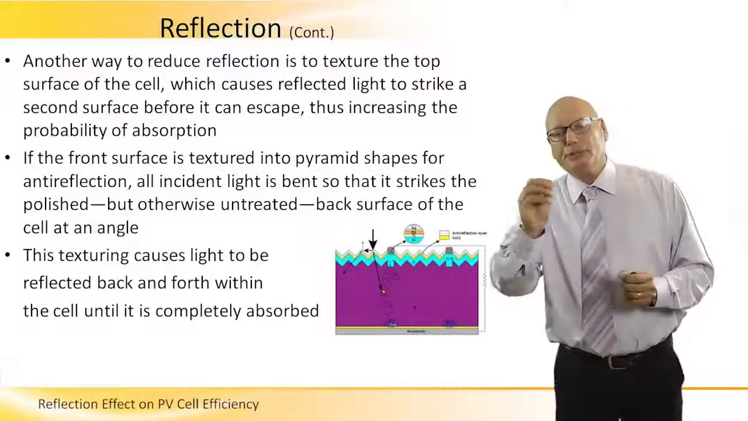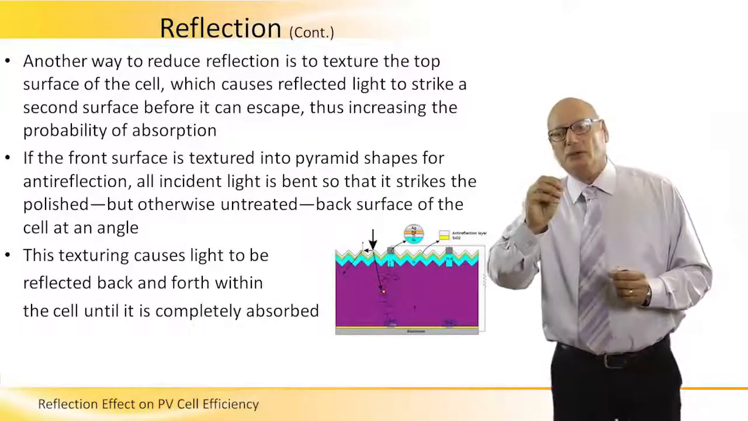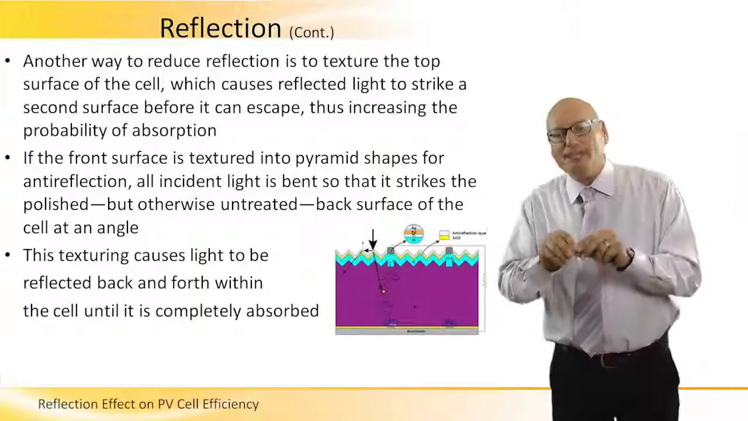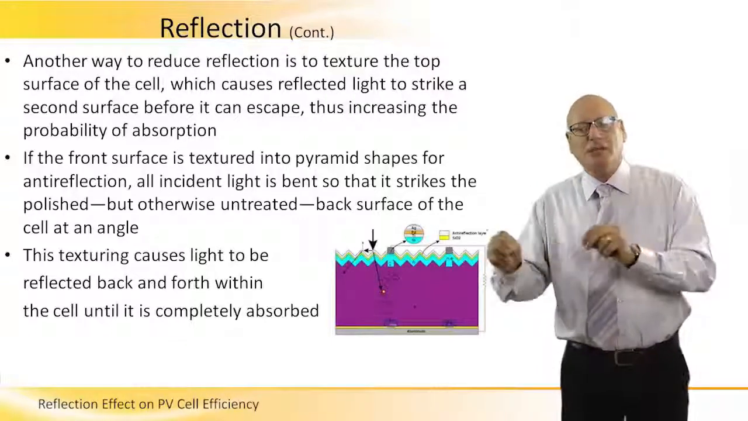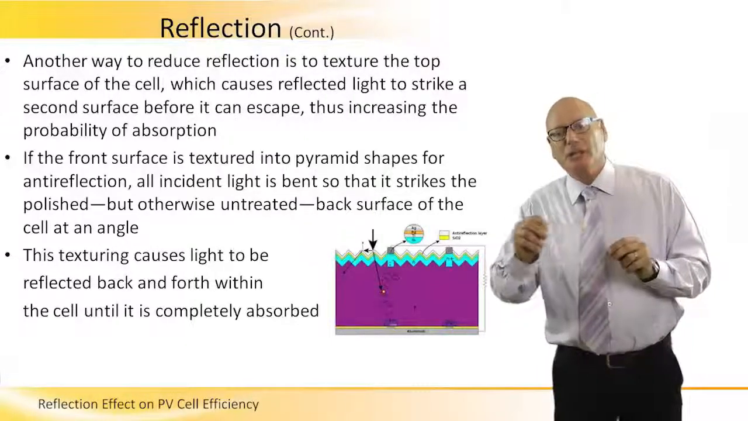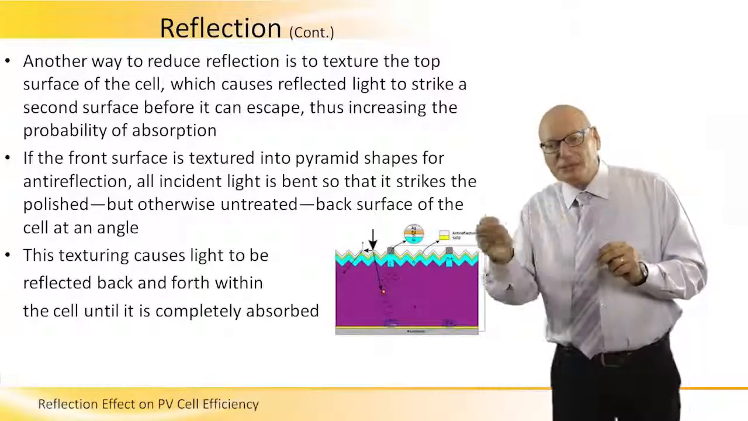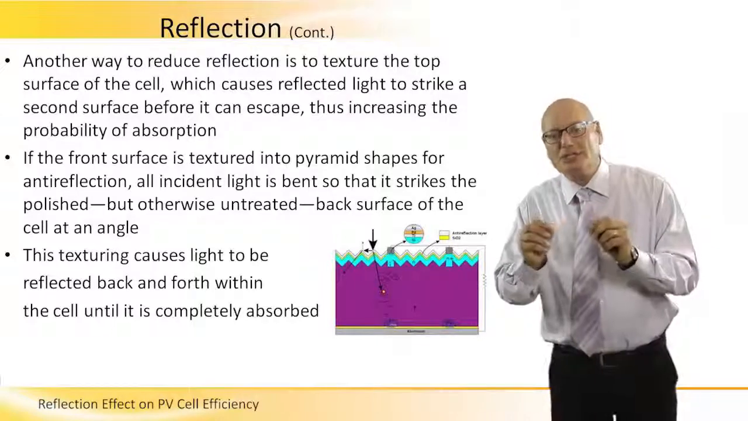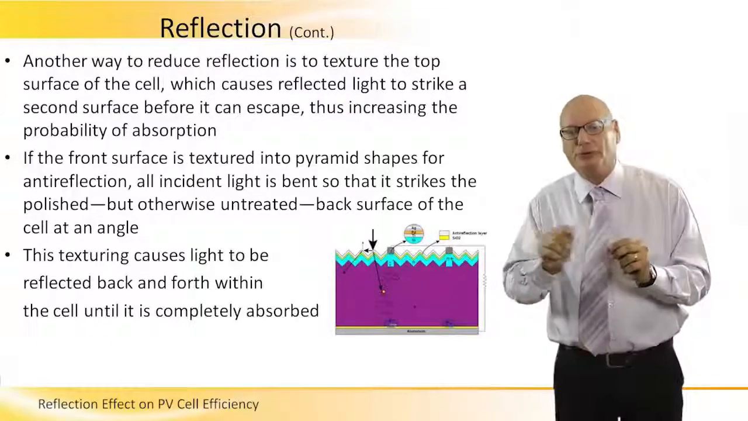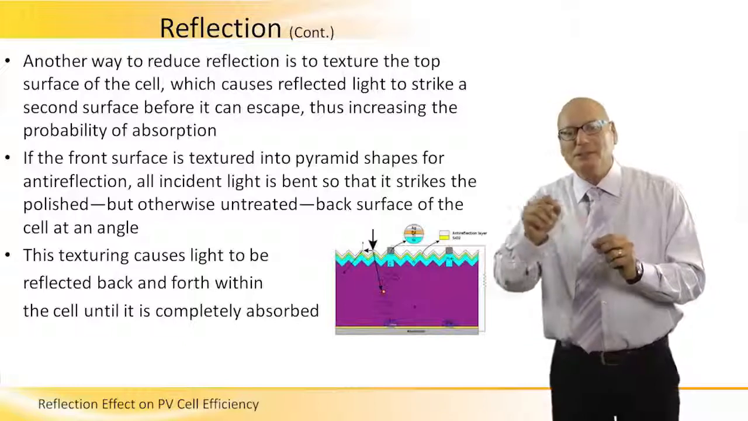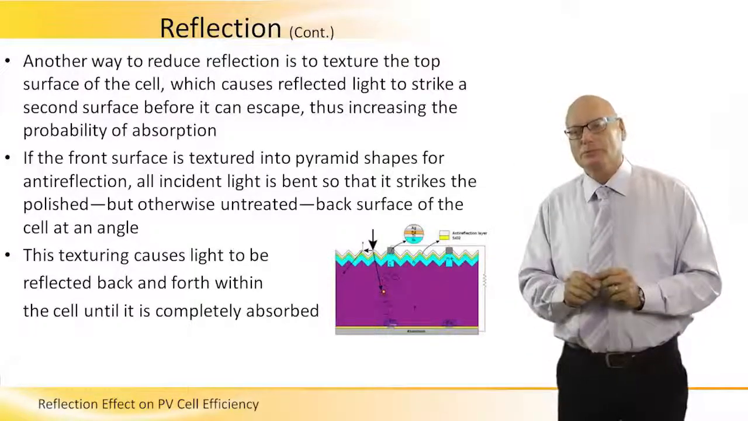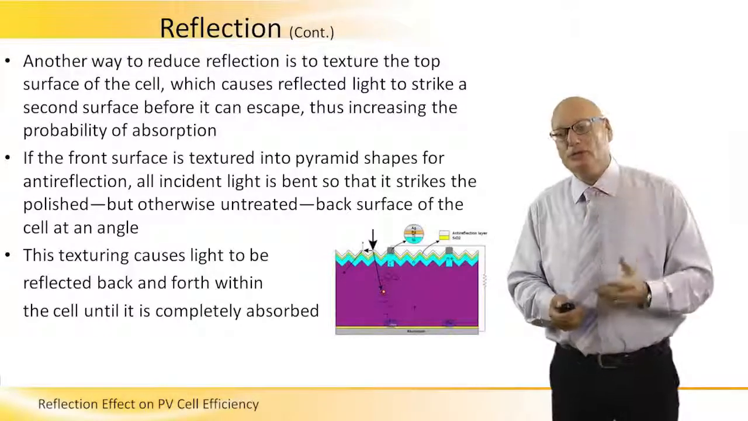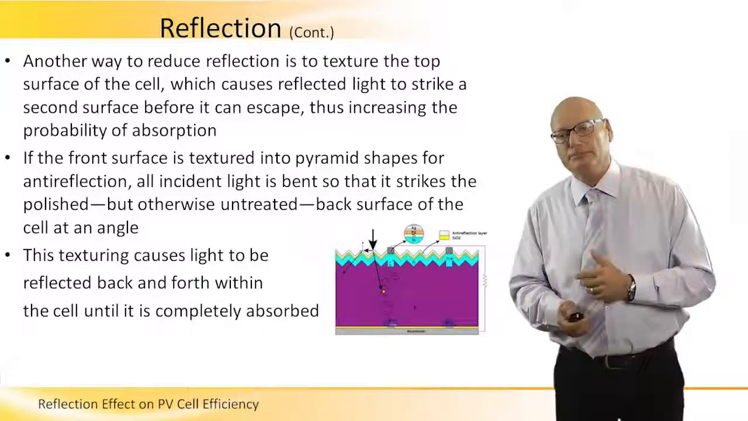If the front surface is textured into a pyramid shape for anti-reflection, all incident light is bent so that it strikes the polished, but otherwise untreated, back surface of the cell at an angle. This texturing causes light to be reflected back and forth within the cell until it is completely absorbed. It's a very, very interesting technique, now mostly used by major panel manufacturers.